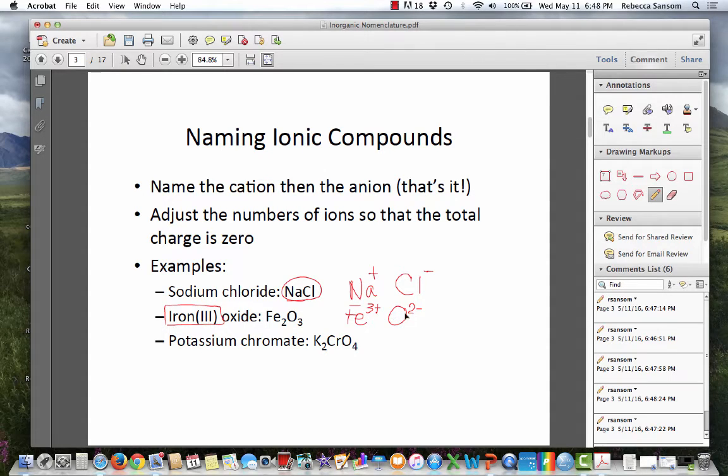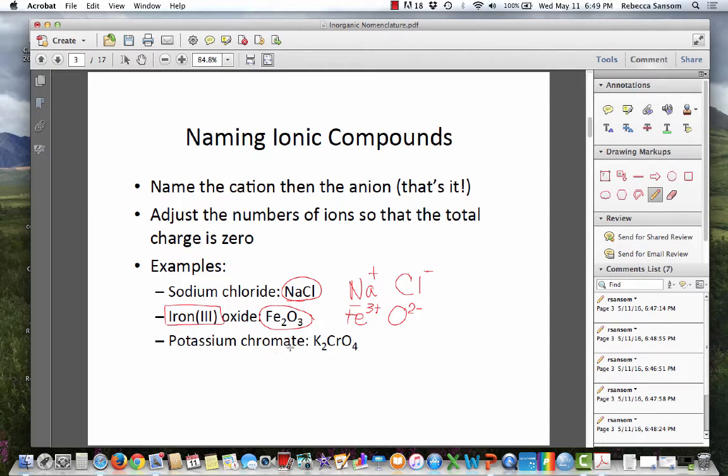Now, how do I get these guys to cancel out? What I'm going to do is find the lowest common multiple, which for 3 and 2 is 6, and then I'm going to multiply. So for iron, I'm going to need 2 of them to get to +6. Oxygen, I'm going to need 3 of them to get to -6. So that's how I end up with Fe2O3. 2 times 3 gives me the +6, 3 times -2 gives me the -6, and my charge cancels out, adds up to 0.